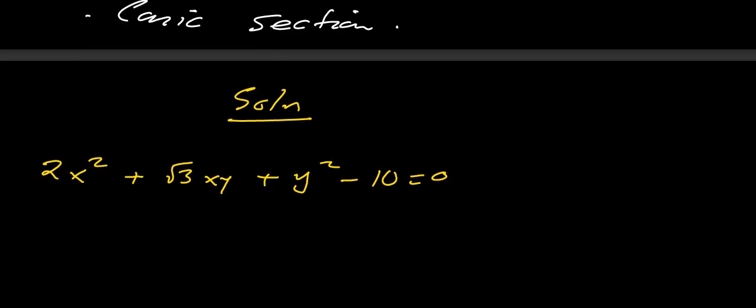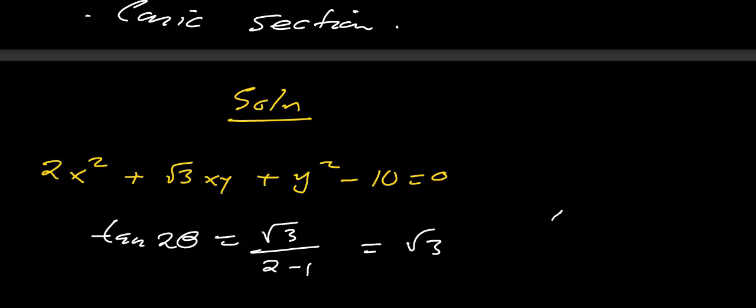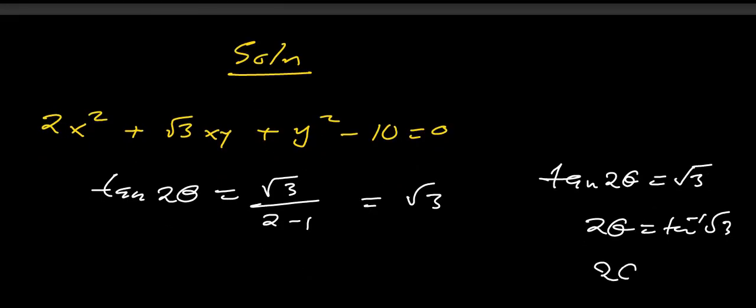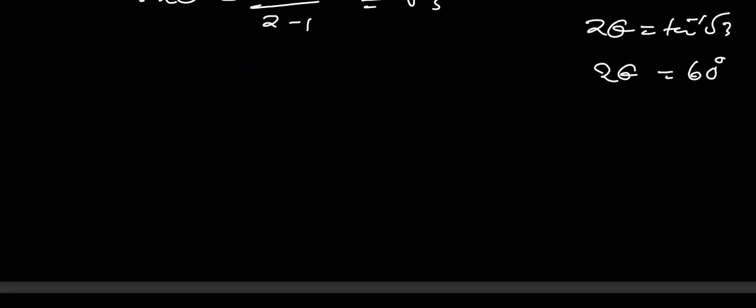We're going to get the angle first. So tan 2 theta is equal to b over a minus c. Your b is root 3 over a minus c, that's 2 minus 1, so this is the same as root 3. So tan 2 theta is equal to root 3, so 2 theta is equal to tan inverse of root 3. This should give us 60, if I'm not lost, according to what I remember in trig. Then divide by 2, meaning my theta should be 30.